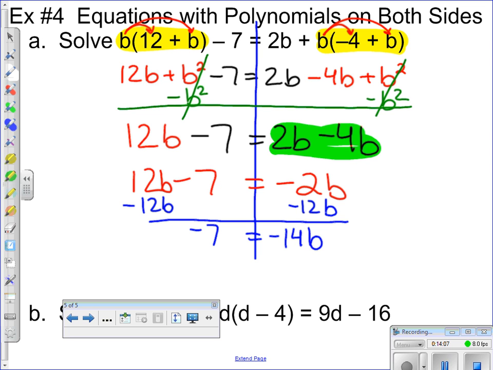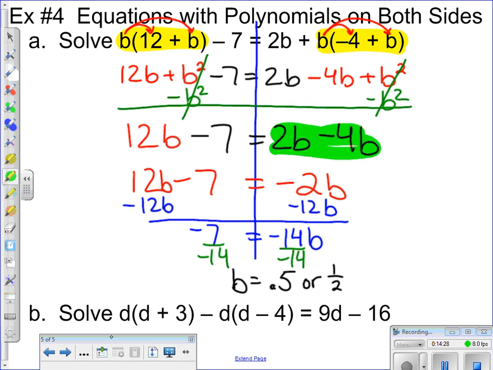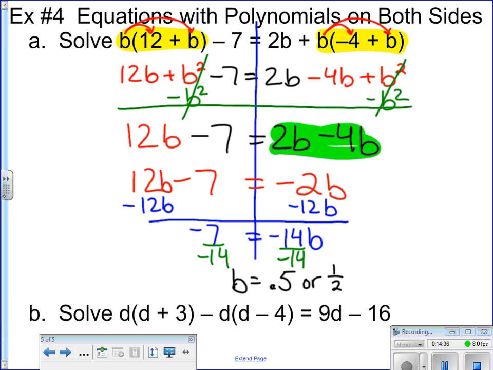So my variables are on one side, my constants are on the other. Last step, divide by negative 14. And if you do a little symmetric and flip this around, you'll get 0.5. So b equals 0.5, or you know that as 1/2. Okay? Well, the last one down here is for you to solve. So, take a minute and pause and solve.